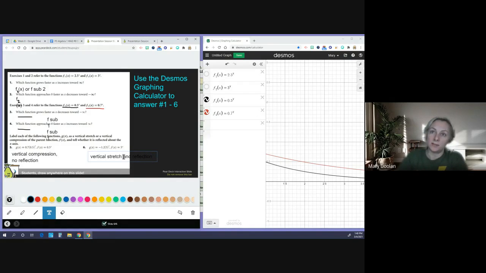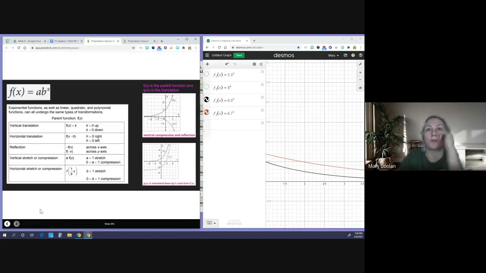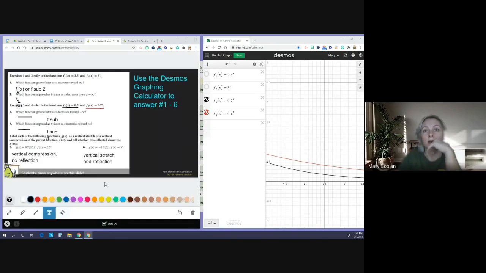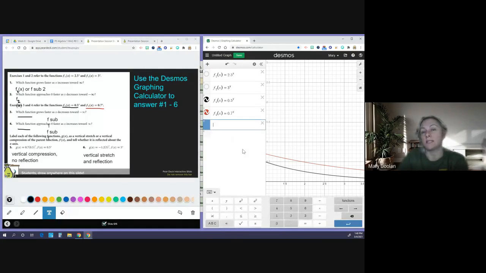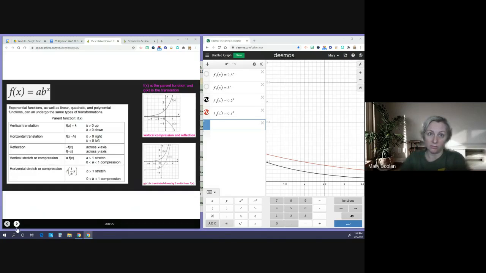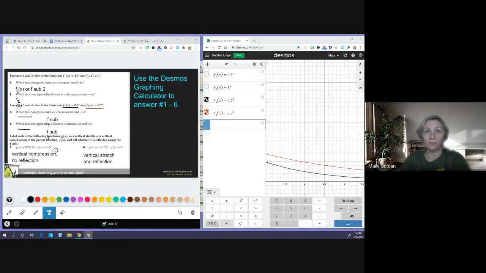Another way to do these, now I'm showing you how to do that by going back and referencing this table. You could also come over here and type these in to see what happens. You could type in both of these functions and look: is there a compression from f of x to g of x? Is there a reflection from f of x to g of x? You would see these things happen. So you could visually look for it, or you can use the rules in this table here. Two different ways, same answer.